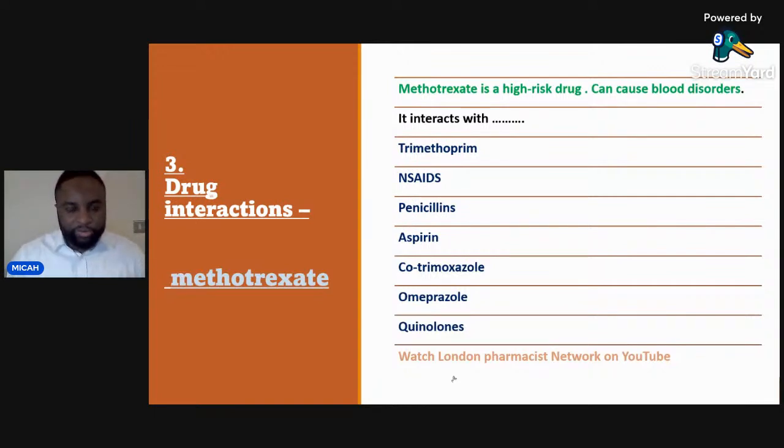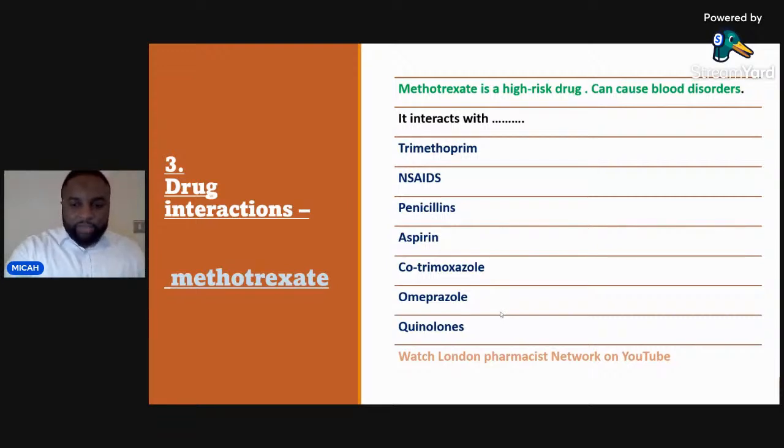When it comes to drug interactions, we have a number of drug interactions that we need to be aware of. A very important one is the drug interaction between methotrexate and trimethoprim. Methotrexate is an antifolate drug. It works by preventing folic acid, which is important in the making of DNA. So if there is no folic acid, the DNA is not going to be formed properly. The same thing happens with trimethoprim. It's also antifolate.